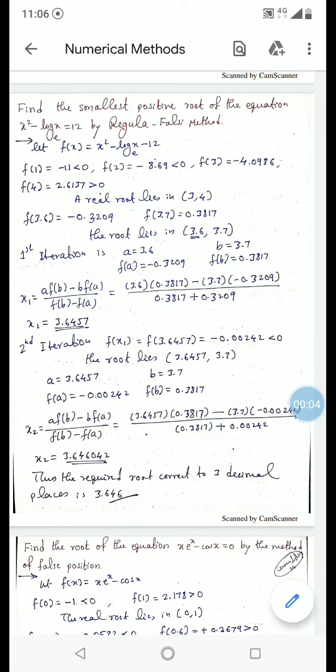Find the smallest positive root of the equation x square minus log x equal to 12 by Regula-Falsi method. So let us solve the example.